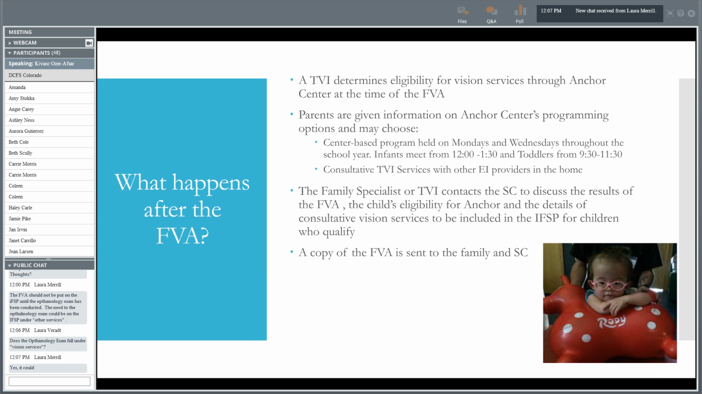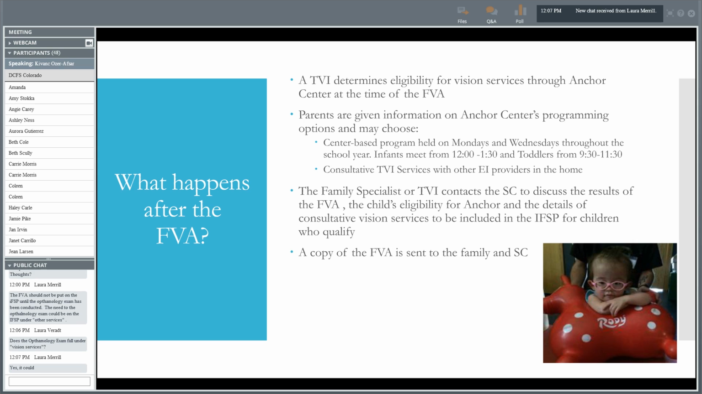The parents may choose to attend the center-based programming for infants and toddlers on Mondays and Wednesdays. Infants are from noon till 1:30, and the toddlers are from 9:30 to 11:30. The other option is consultative TVI services with the other providers in the home. When the families come to the program, our goal is also to help them connect with other parents. As well, we do a lot of parent programming. Our staff, we have TVIs, we do music therapy every 2 weeks, we have OT, PT, speech therapists.